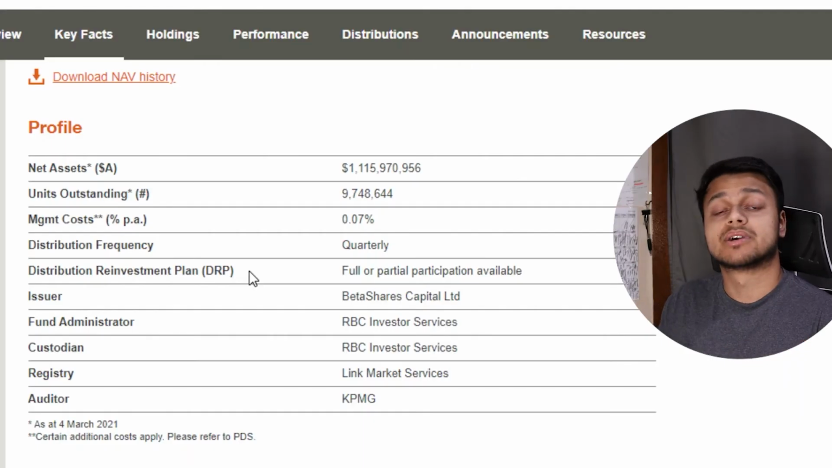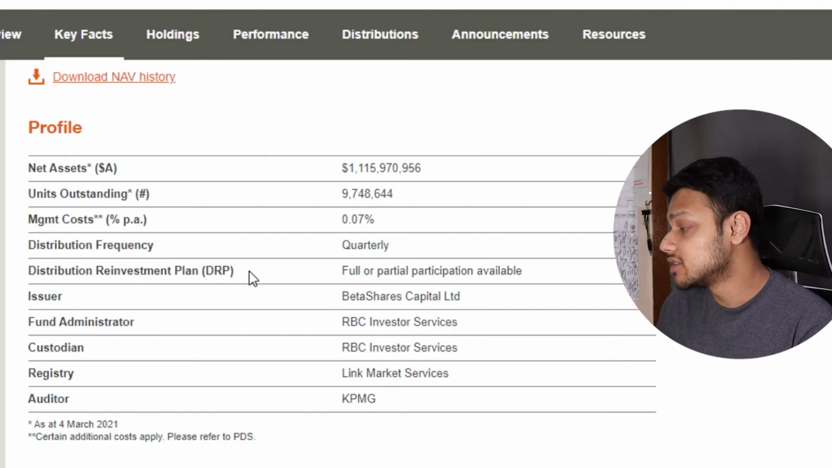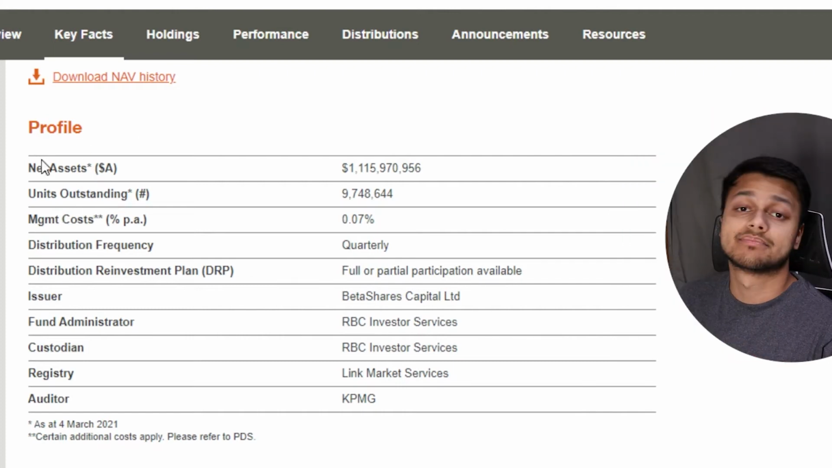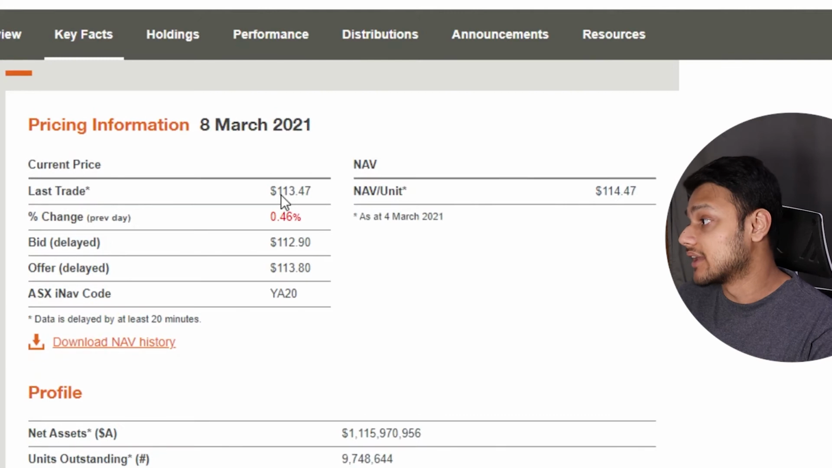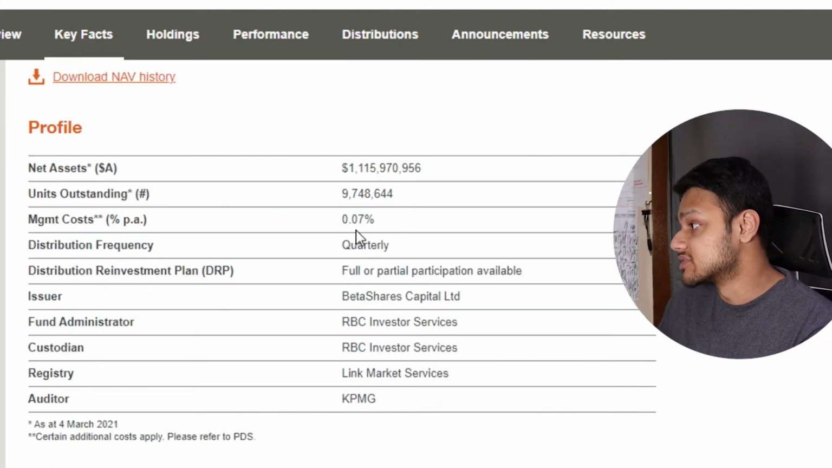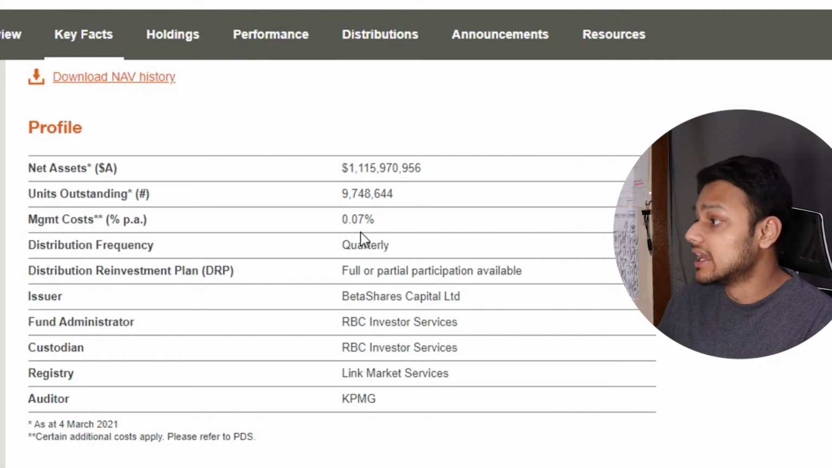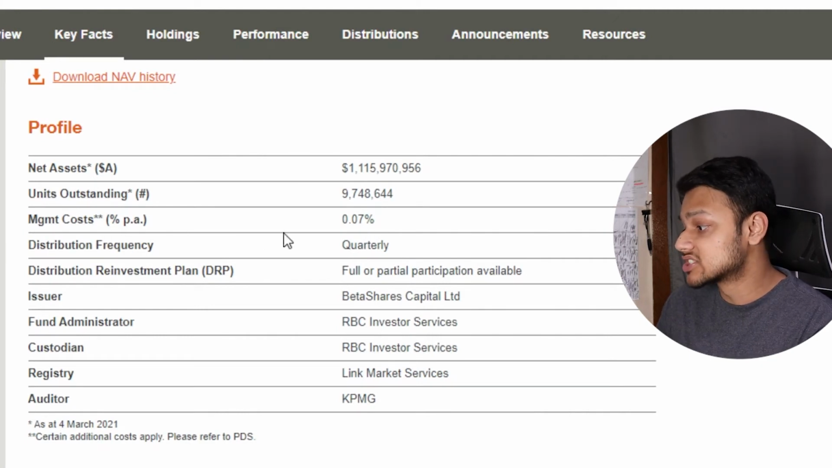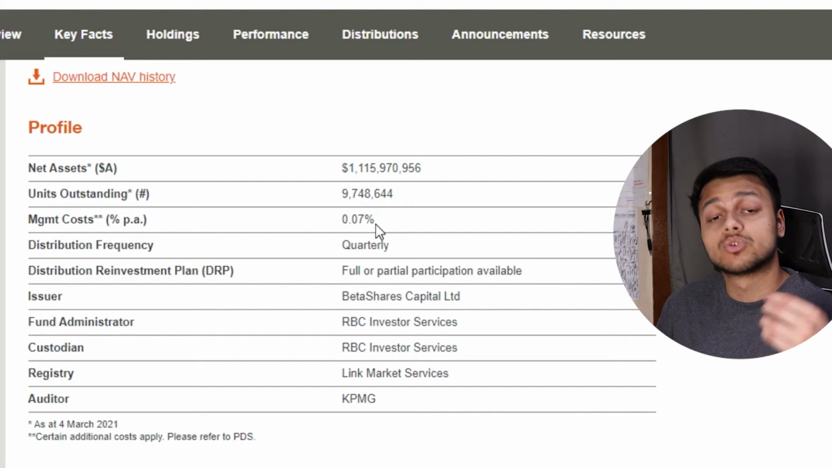All right, now let's look at some other information about this ETF. So here you've got the net assets and the units outstanding. If you divide the net assets by the units outstanding, you will get the net asset value, which is around here. The management costs are 0.07%, as we spoke about earlier, and the distribution frequency is quarterly, meaning that you will get paid a quarterly dividend.